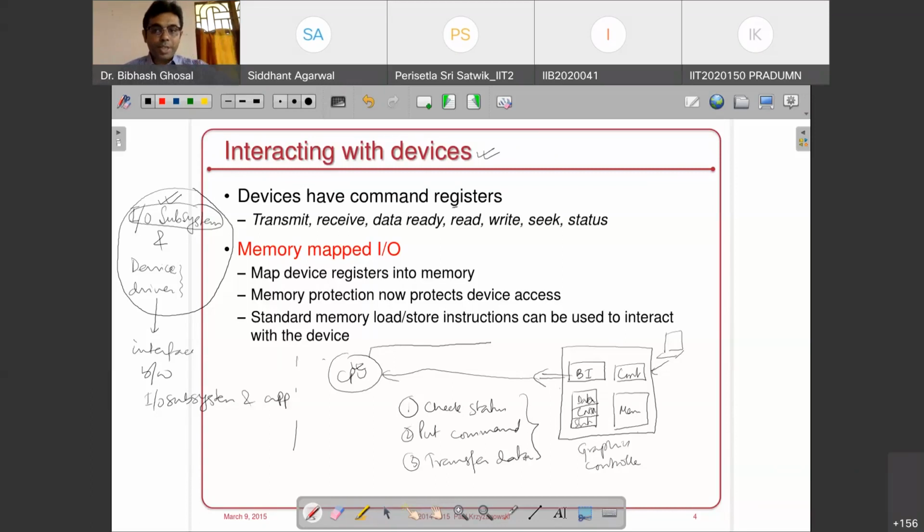The CPU checks the status, whether the device is free or not, because this particular input or output device can be shared with others, so it may not be free. It checks the status, puts a command in the command register, and then transfers the data. This is the data that is actually written into this controller. And depending on the controller in which the data is written, the device works.